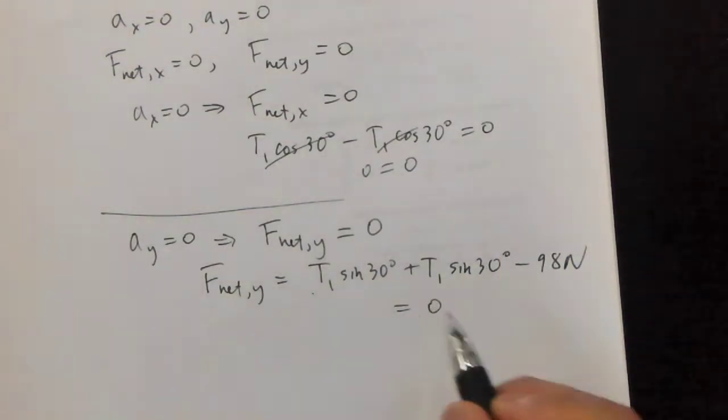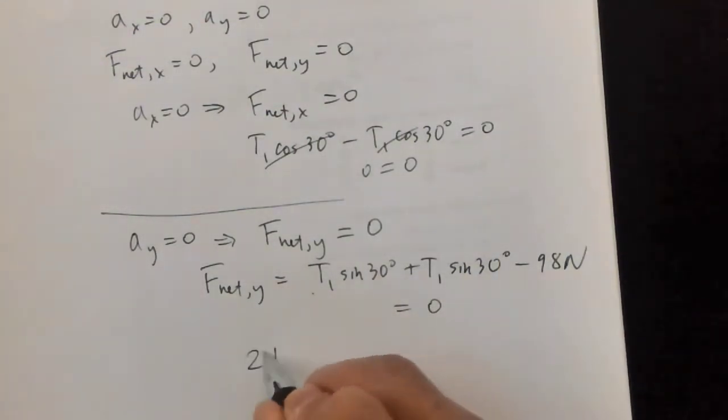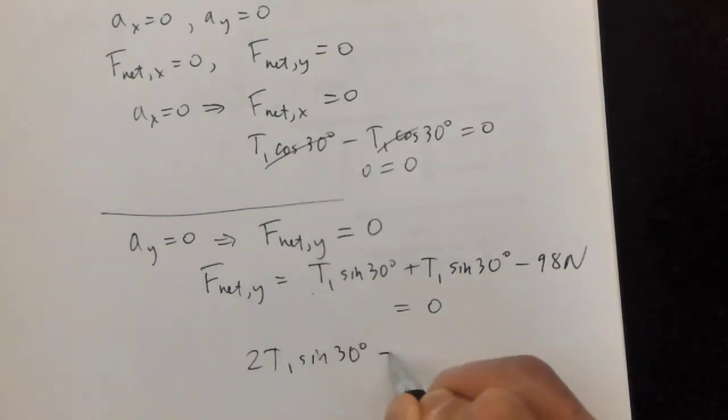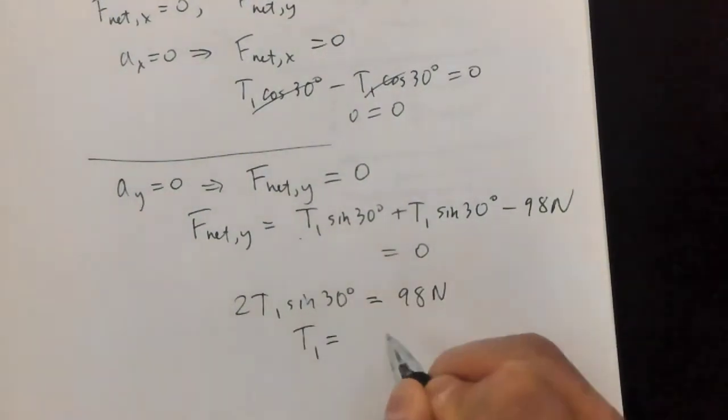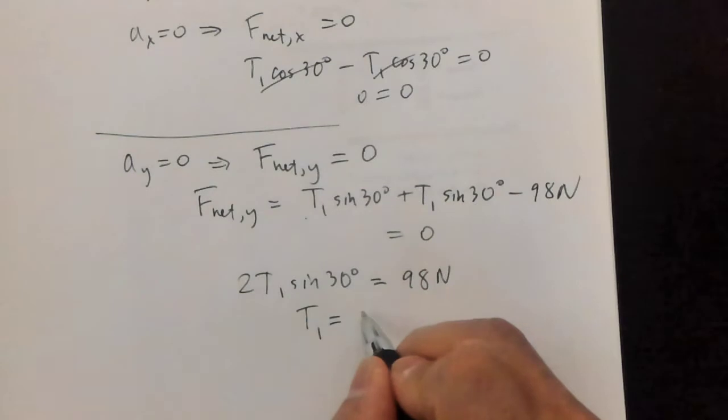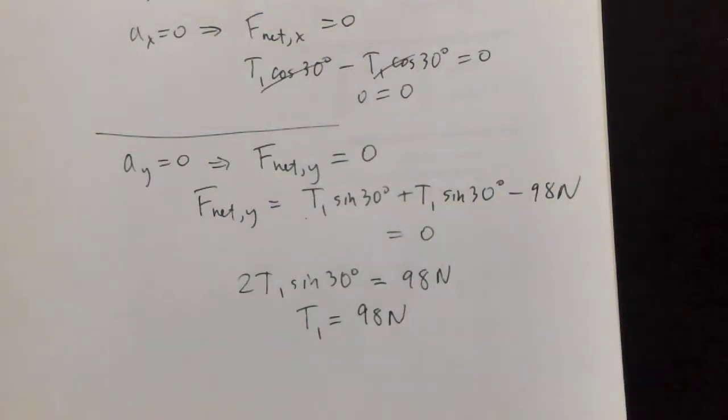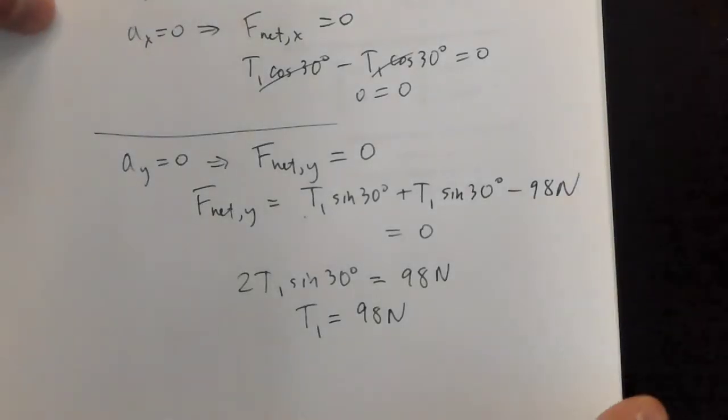Let's simplify this. So we will get that 2T1 sine of 30 is equal to 98 newtons. And then it turns out that T1 will be equal to 98 newtons divided by 2 sine of 30, and sine of 30 actually ends up being 1/2. And so it becomes 98 newtons. Okay? So it turns out that both tensions are 98 newtons. But do not remember that as the solution to this problem. 30 was just a very special number where they ended up the same. If I said they were 45, then the number would be different. If I said any other angle, it would have been different from 98 at this stage. Okay? Any questions about that?